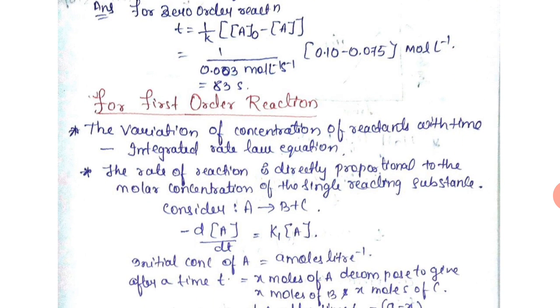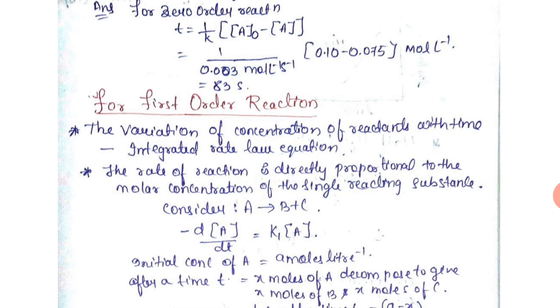Then we come to the first order reaction integration. The variation of concentration of reactant with time is known as the integrated rate law equation. Earlier we saw the zero order, where the initial concentration of A gives a variation in the molar concentration of the reactant.